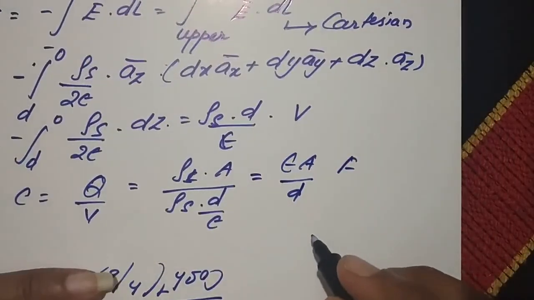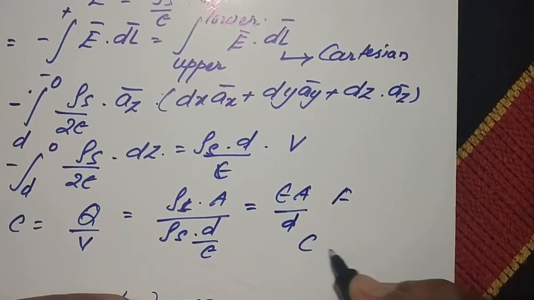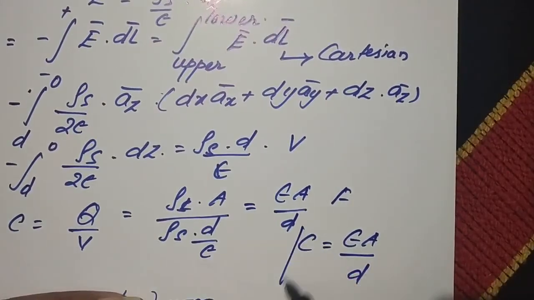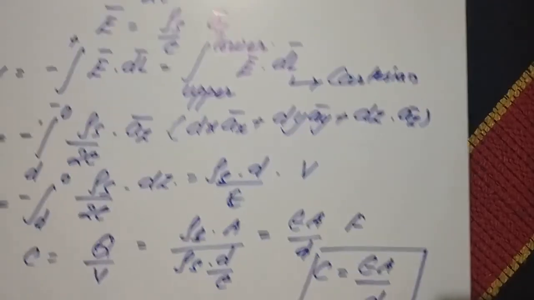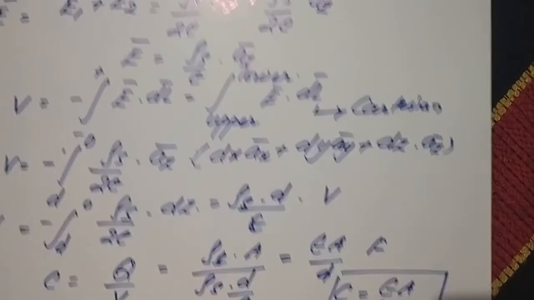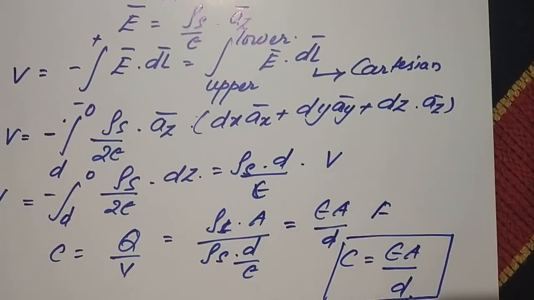So what is the total capacitance? Capacitance C is equal to epsilon A divided by d, and you are aware that epsilon is epsilon naught into epsilon r. From this relation we can conclude that the capacitance depends upon the permittivity of the dielectric material that you are going to use, the area of cross section, and the distance of separation between these two plates. Okay, so this is about the parallel plate capacitance.